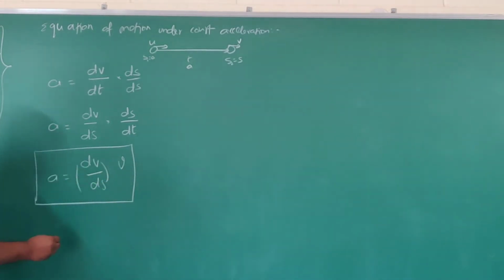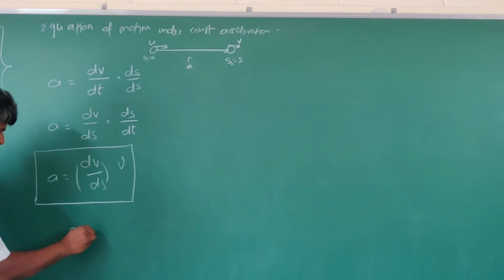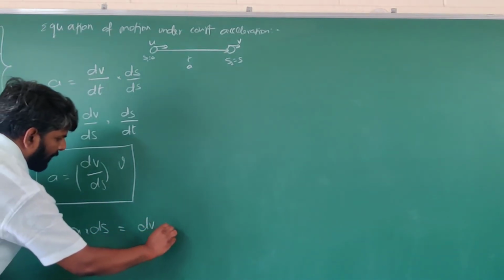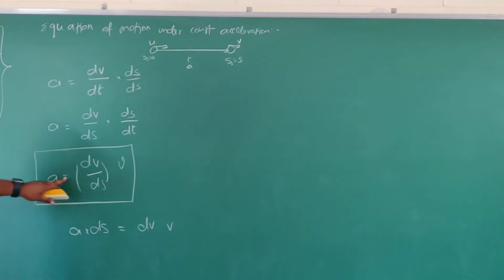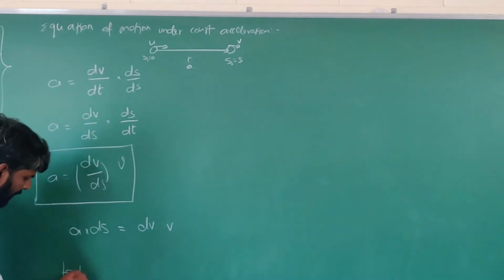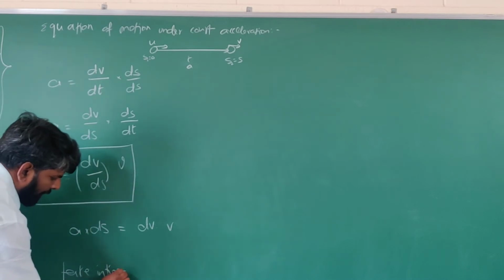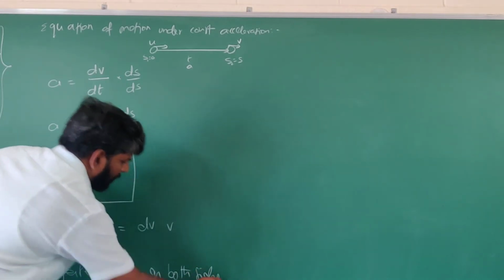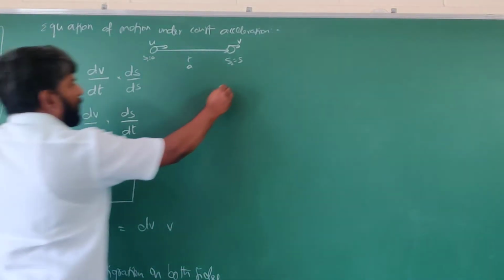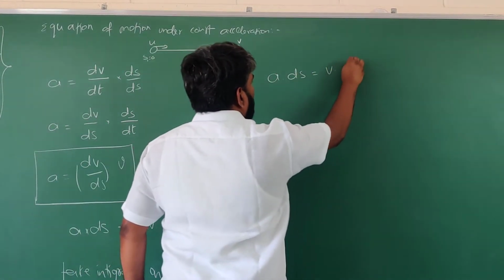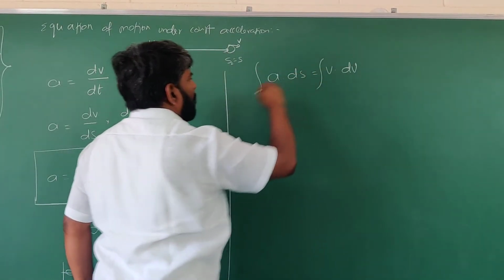See here, the same equation I am writing with ds coming to this side. What is remaining here? dv into v. Is it okay? a equal to dv by ds into v, ds I am bringing this side, so a into ds equal to dv into v. Now take integration on both sides. Simple. So observe here, a into ds is equal to v into dv. I am taking integration on both sides.